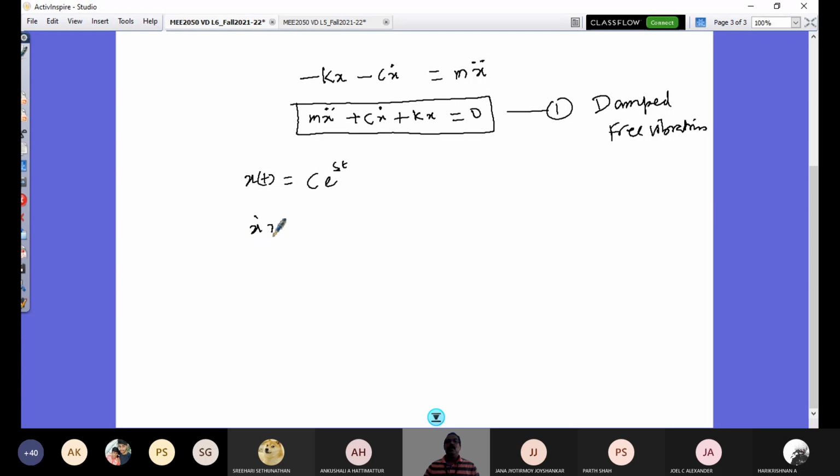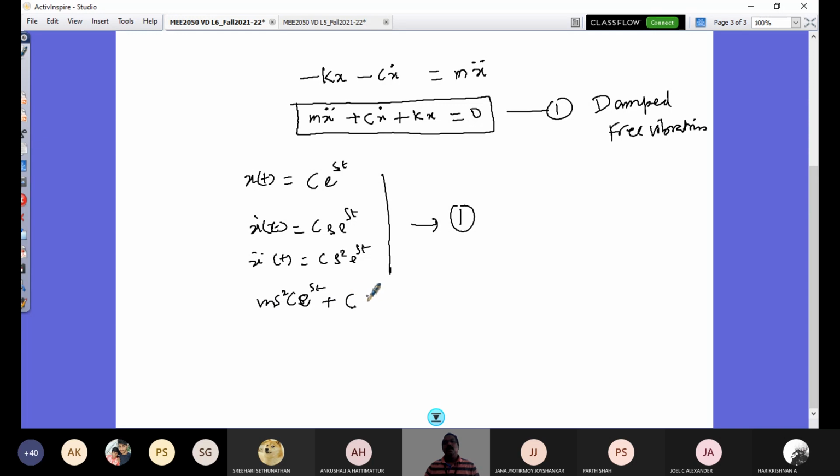Before that, let's substitute x of t equal to this into this equation. So let me find x dot of t. That's going to be c s e raised to st. x double dot of t is going to be c s squared e raised to st. Substituting that in 1, I would get m s squared c e raised to st plus c into, and this c and this c, don't get confused here, c s c e raised to st plus k into c e raised to st.